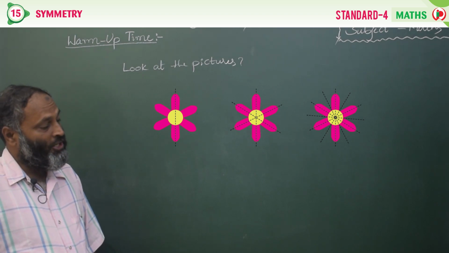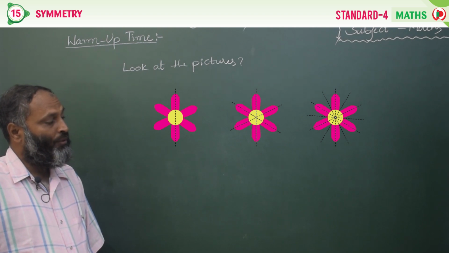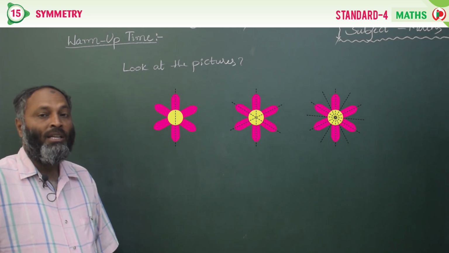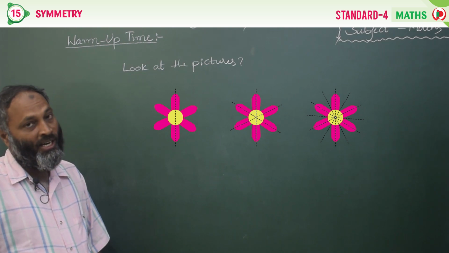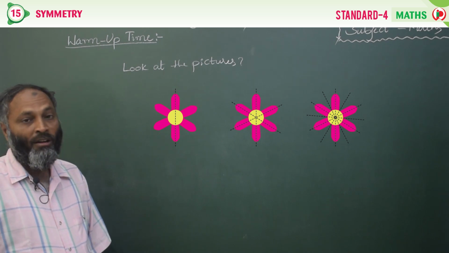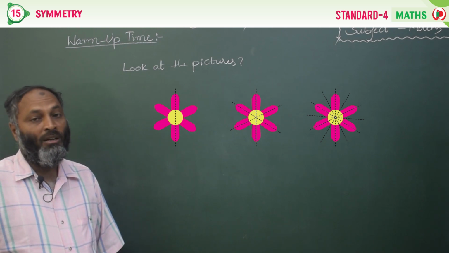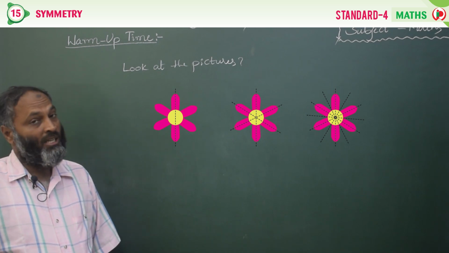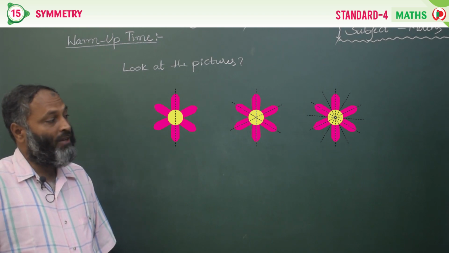In the next picture, how many lines of symmetry are there? 1, 2, 3, 4, 5, 6. Six lines of symmetry are there. If you fold according to the lines, you will get identical shapes. So in this particular flower, how many possible lines of symmetry can we draw? Total 6. We can draw 6 lines of symmetry.